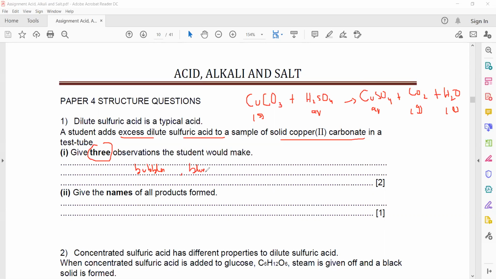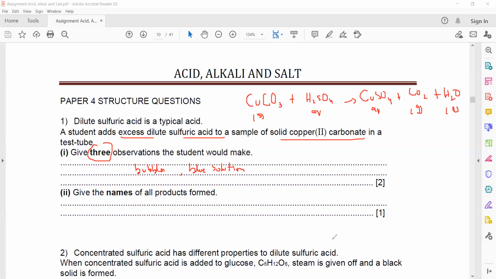What about the third one? Actually, bubbles are related to a gas, because as the gas is given off, this gas is responsible for the bubbles. What about the third one? Any idea?